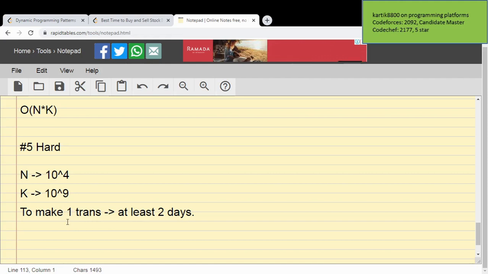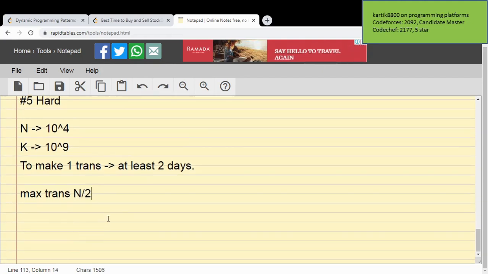So if you think about it, the maximum number of transactions that you can ever make, no matter what the value of K is, is equal to n divided by 2. Because for making one transaction you need 2 days and there are a total of n days. So you can make at most n by 2 transactions no matter what the value of K is. This is the maximum transactions no matter what.